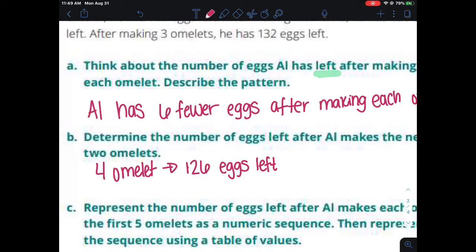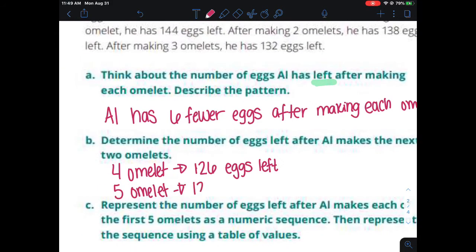I'm not sure. And then after the 5th omelet, how many eggs does he have left? Well, 120 minus the 6 eggs that it takes to make an omelet, he'll have 120 eggs left.